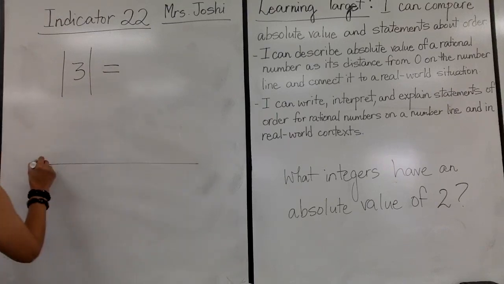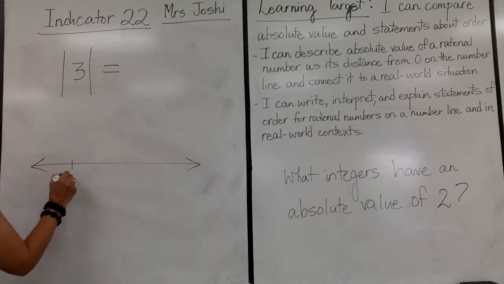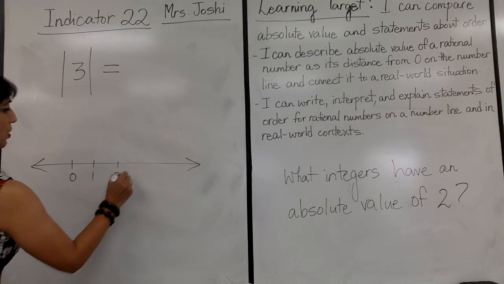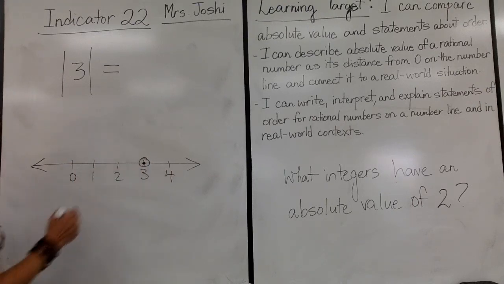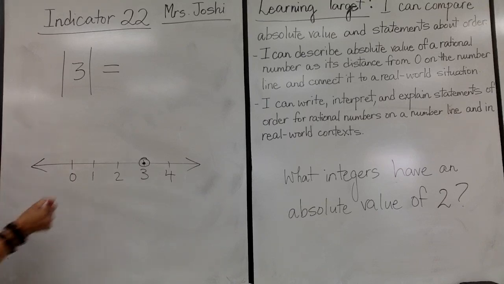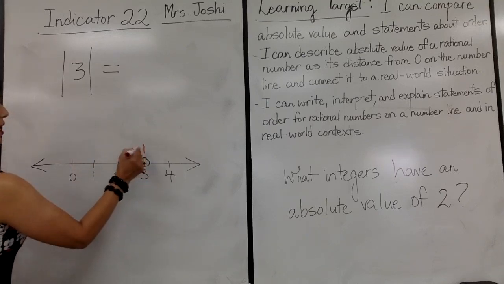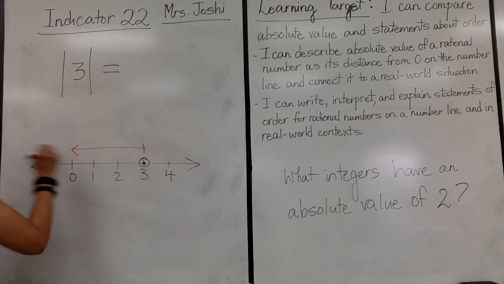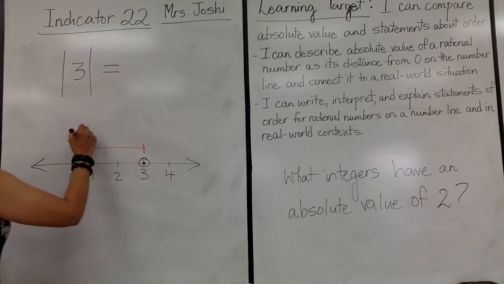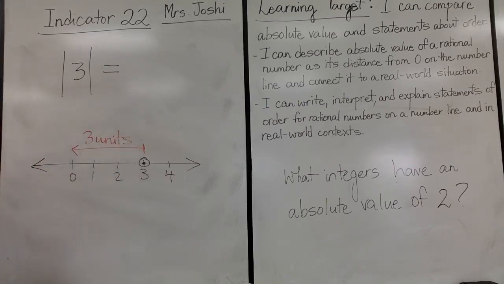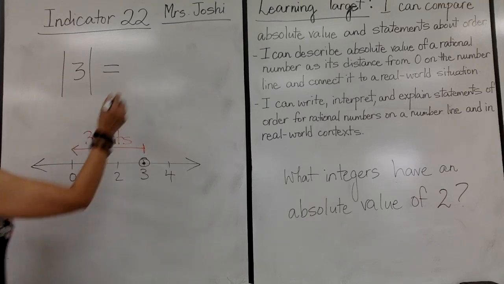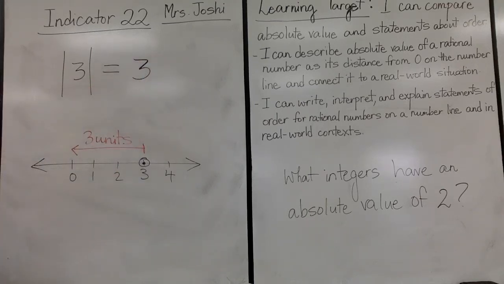So if I was taking a number line, for example, I have 0, 1, 2, 3, 4. So here is 3. If I had graphed it, then I look at, okay, what is my distance from 3 to 0? When I look at that distance, it is actually what? 3 units. It's 3 units away. So absolute value of 3 is 3.